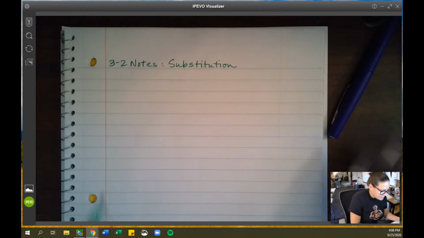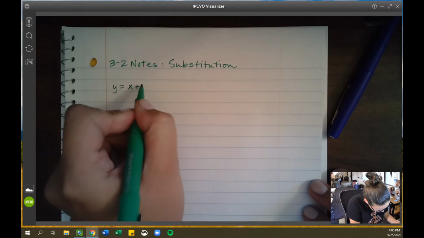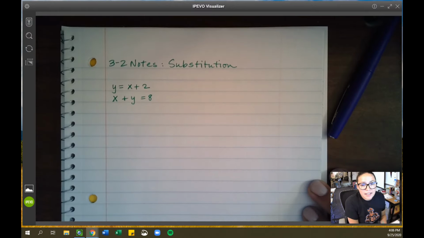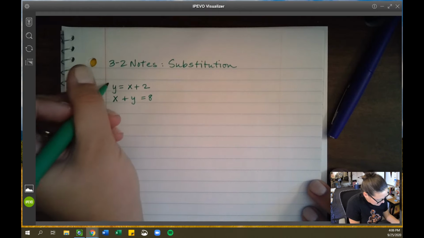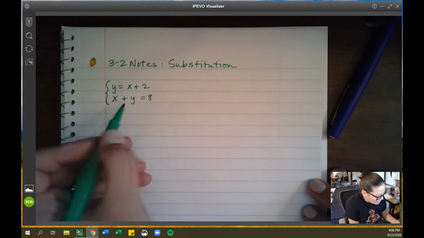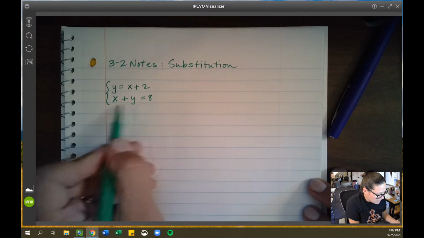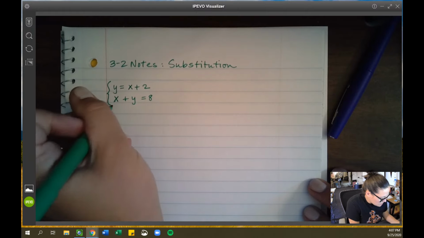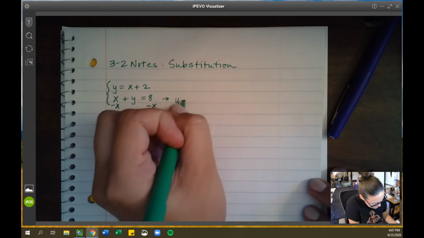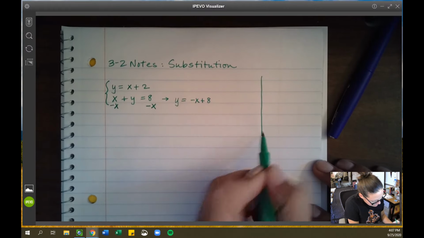So for example, if I had y equals x plus 2 and x plus y equals 8, and I asked you to solve that system by graphing, we could do that, right? This one's already in slope-intercept form. Y equals x plus 2, that's in slope-intercept form. This one, I would have to get y alone first. So I'd subtract x from both sides, and that would give me y equals negative x plus 8. Then I can graph them.